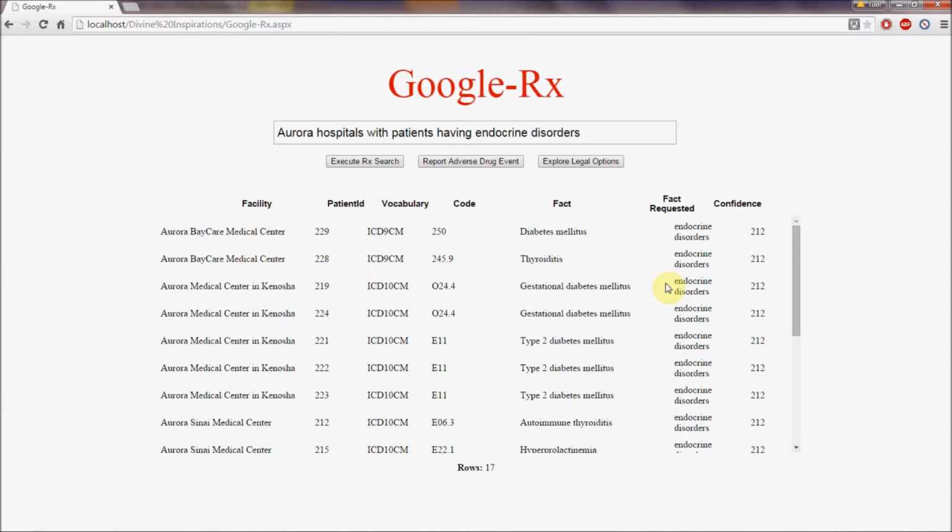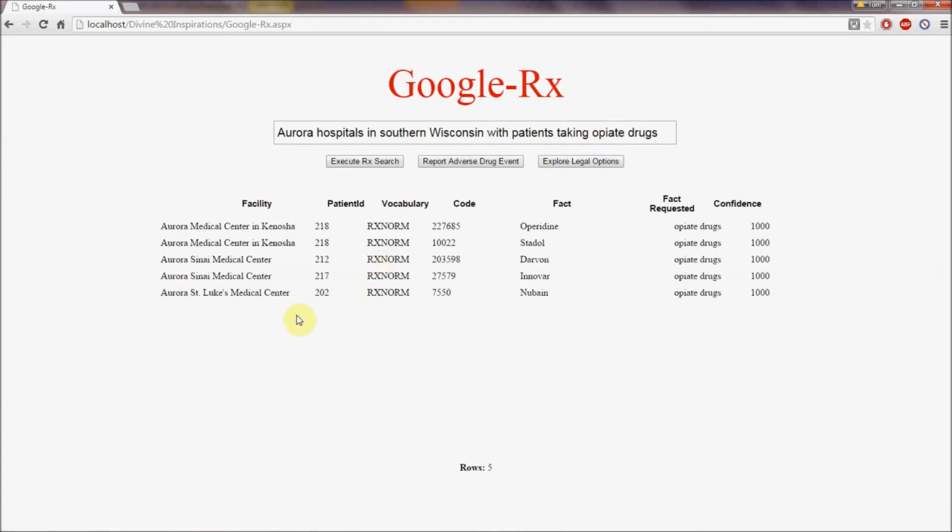GoogleRx can be used to find patients taking a particular class of drugs. Consider the following example: Aurora hospitals in southern Wisconsin with patients taking opiate drugs. What we see are a number of Aurora Healthcare hospitals having various patients who in fact are taking a number of drugs that can be classified as opiate drugs.